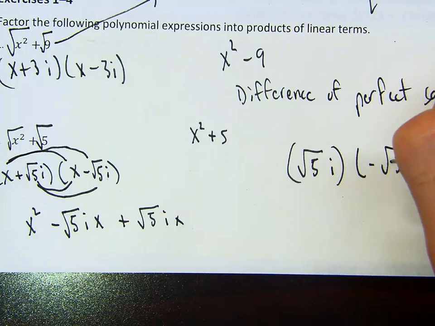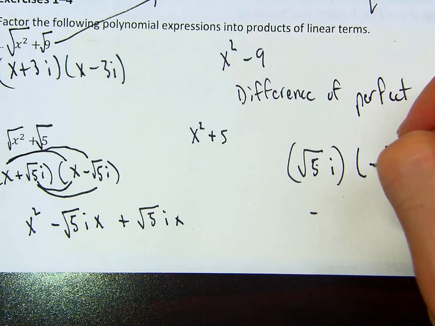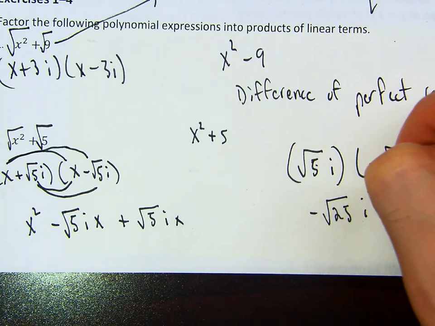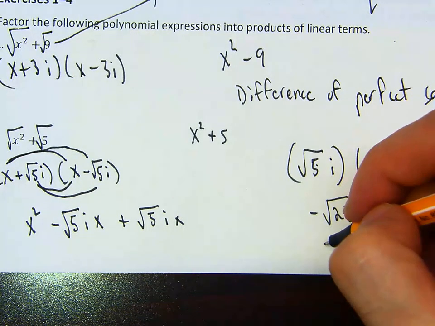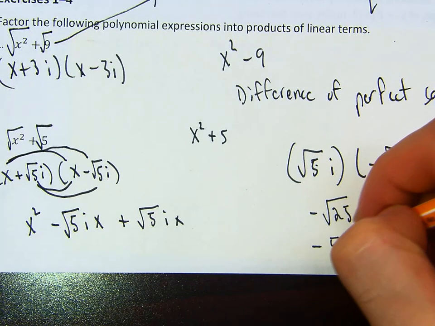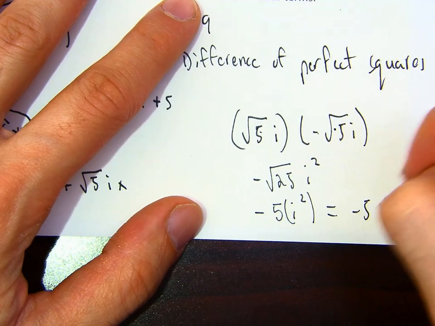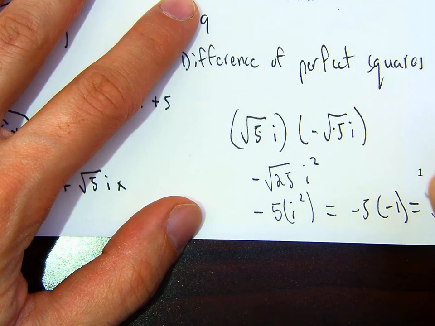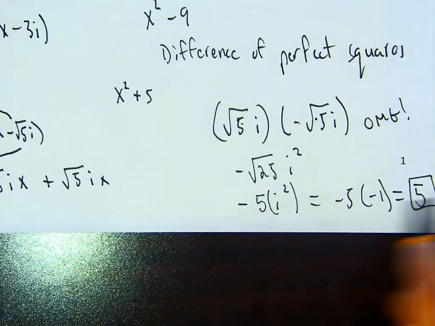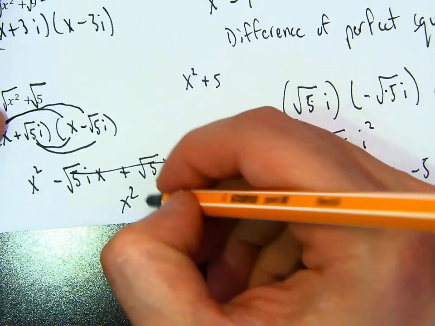Radical 5 times negative radical 5, this is negative radical 25 i squared. But then what's the square root of 25? It's 5, so negative 5 i squared. But then this becomes -5 times -1, and that's just 5. So then this works. This just becomes a plus 5. These two cancel, and I get x squared plus 5.